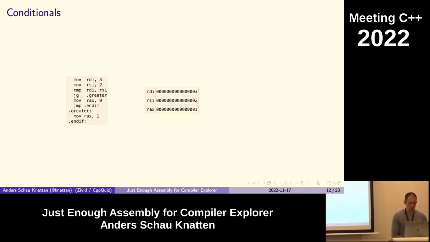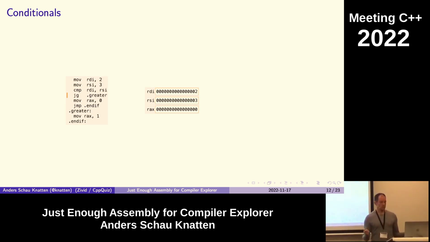Yeah, so there we got 1 into RAX. If we do exactly the same example, but with 2 and 3 instead of 3 and 2, this time we put 2 into RDI and 3 into RSI instead of the other way around. Then we compare RDI and RSI. RDI has 2, RSI has 3, and we compare those, and nothing happens because compare just sets some flags in the flags register.